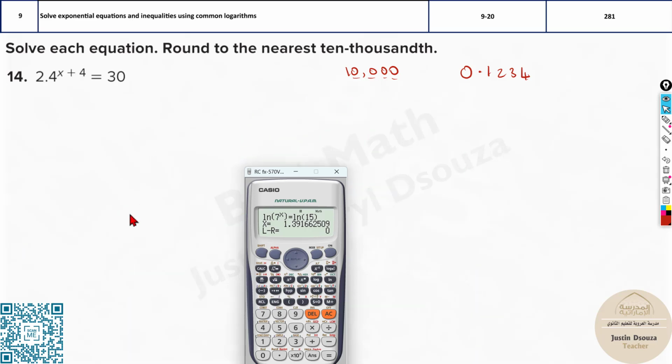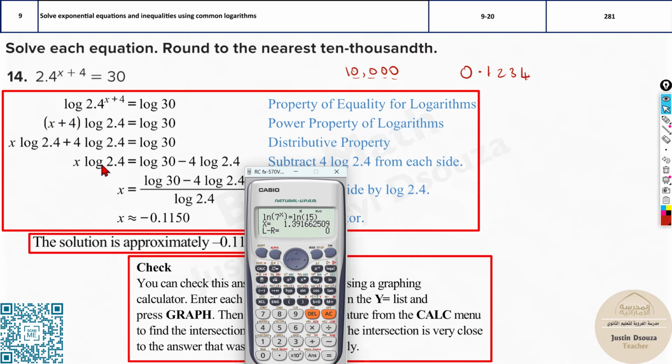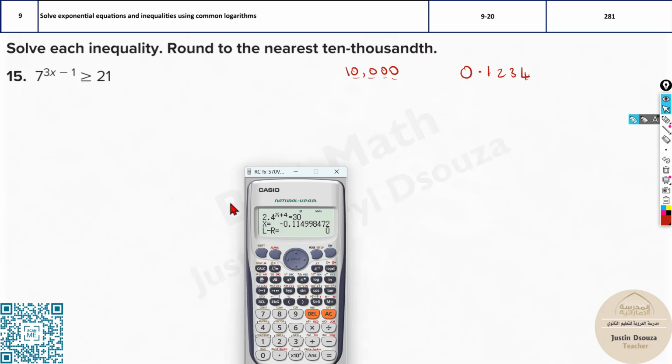Let's go to the inequality part over here. So let's solve this. It is 2.4 to the power x plus 4, that is equal to 30. Shift solve and then equal to, it's negative 0.11499. The last two digits, 99, become 00 and 4 becomes 5, it changes 49 to 50. Okay, that's how we get that.